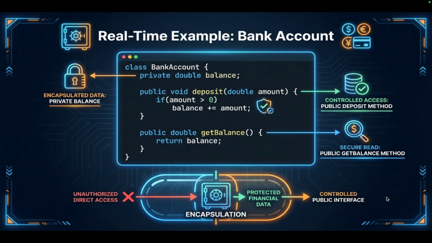Example. Let us take a real-time example. Here we have a bank account class. The balance variable is private. We provide deposit to add money, and getBalance to check the balance. We also apply validation inside the deposit method, so no invalid amount can be added. This shows how encapsulation protects critical business data.